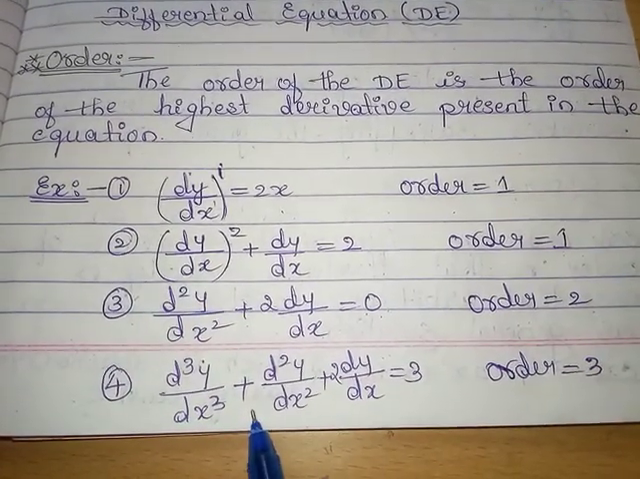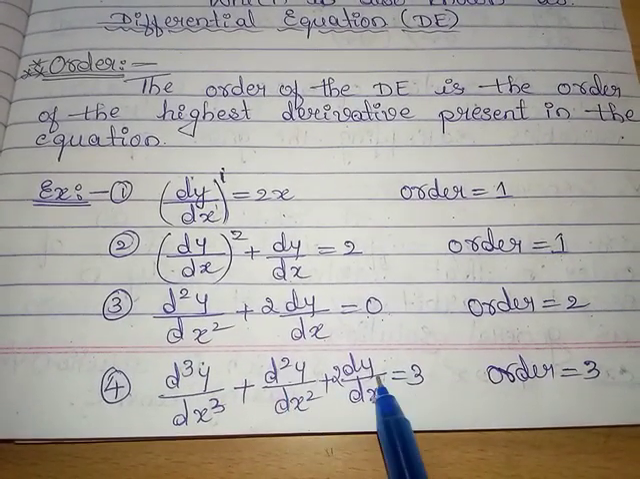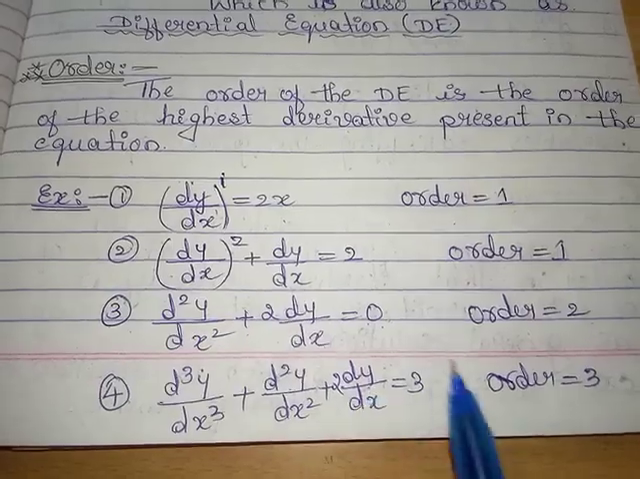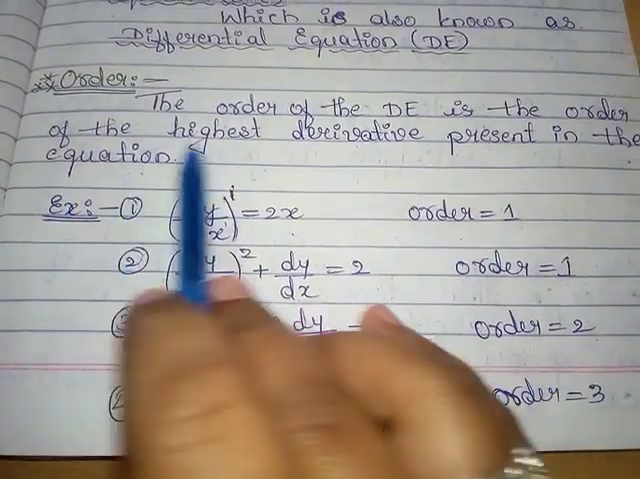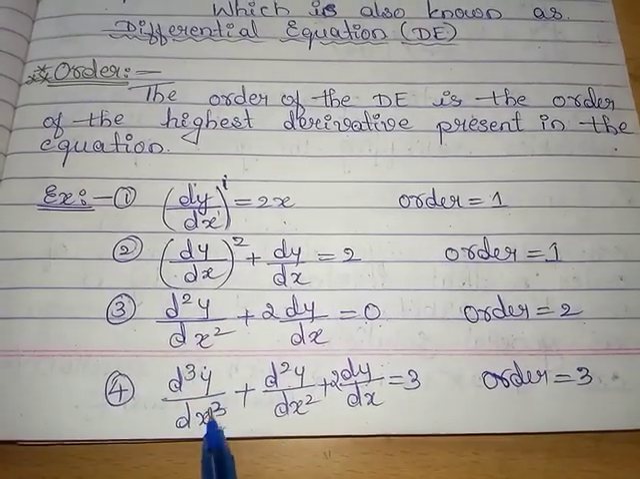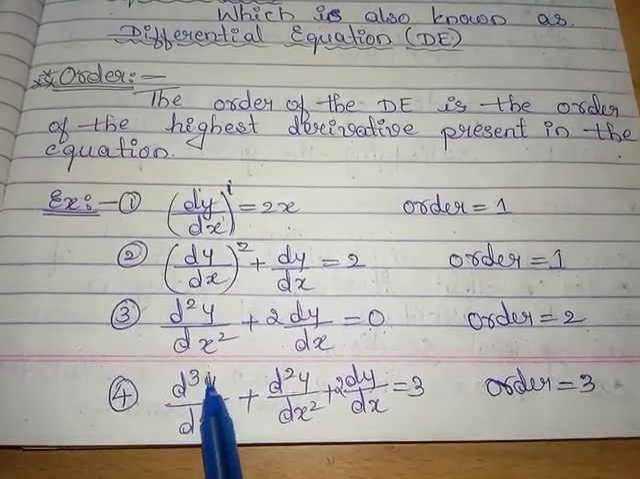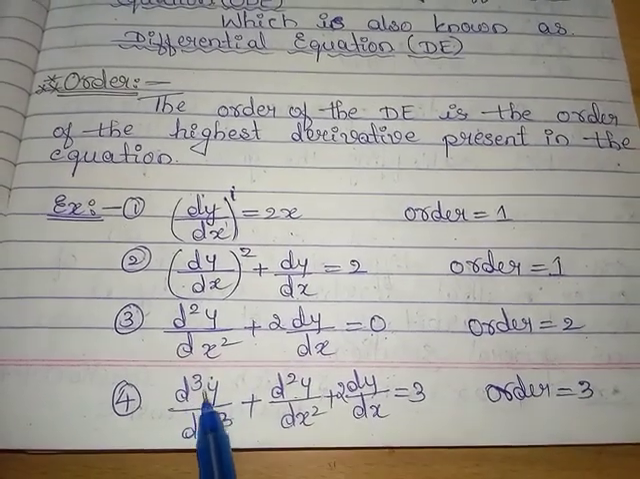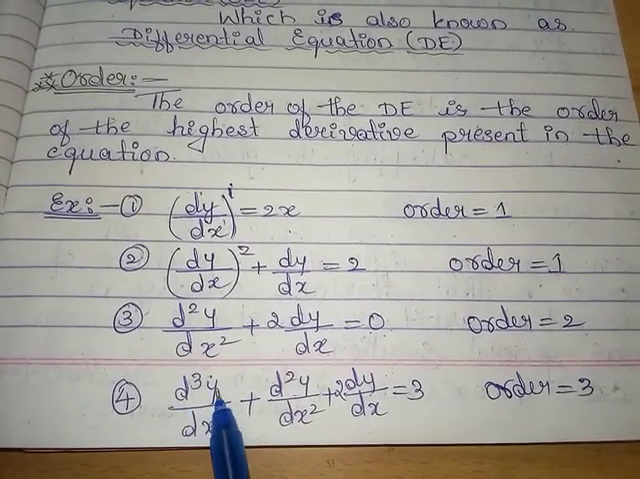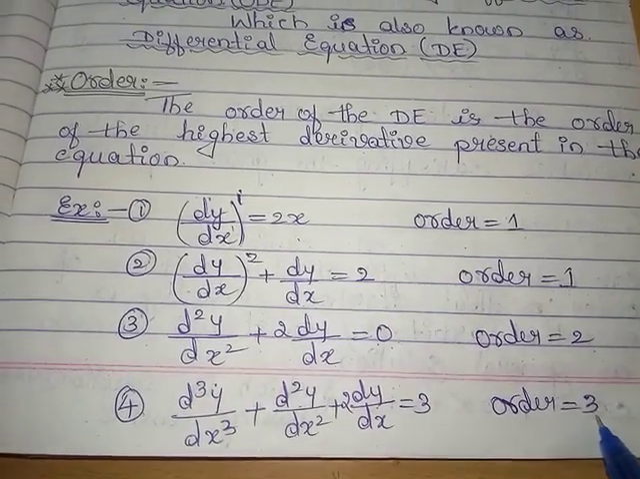Similarly, for the fourth one we have the third derivative, second derivative and also the first derivative. The definition of order is the order of the highest derivative present in the equation. Here the highest derivative is d cube y by dx cube, which is of order 3. Therefore the order of this equation is 3.